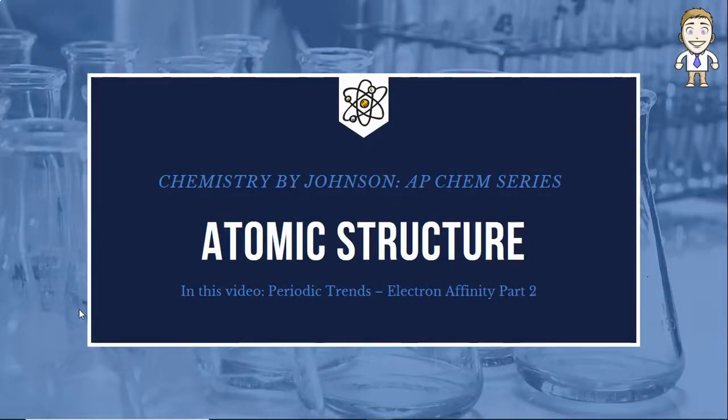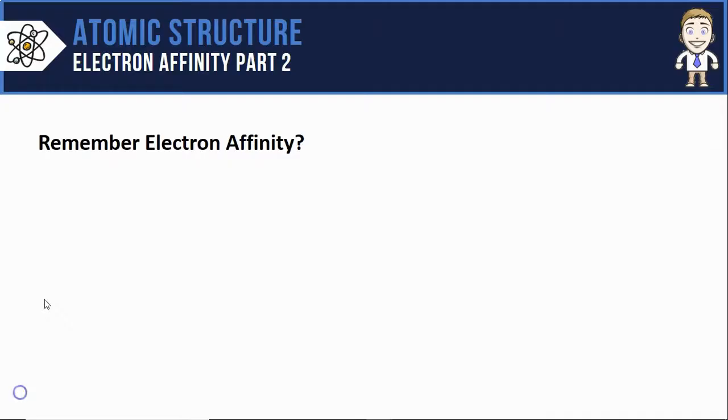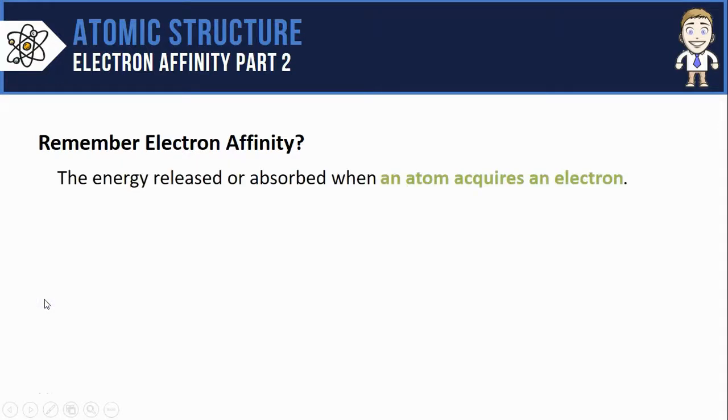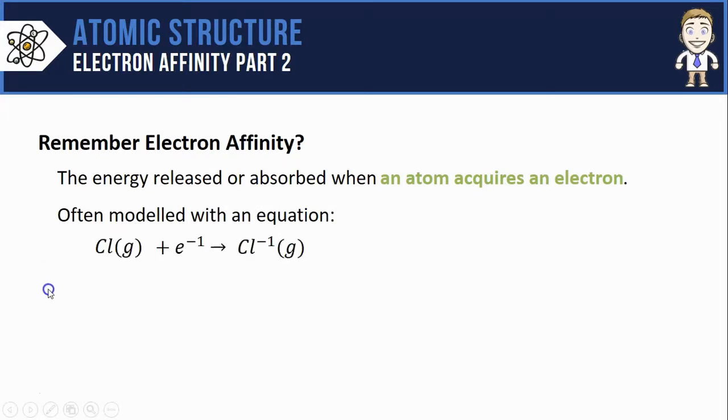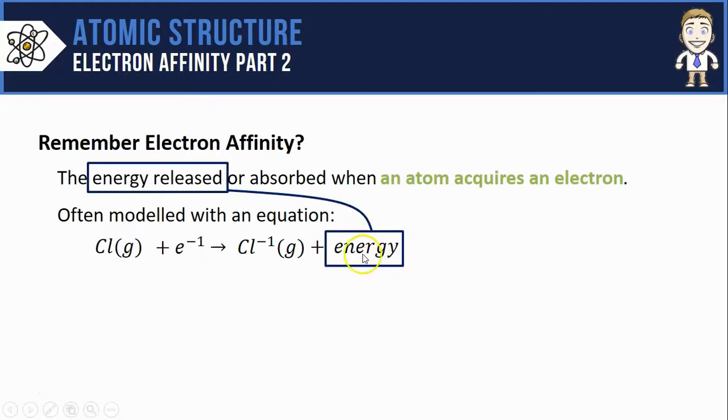Hey everyone, in this AP Chem series video, we're going to take a look at the periodic trend in electron affinity. First, remember that electron affinity is the energy released or absorbed when an atom acquires an electron. Like this chlorine atom, for example, if we gave it an electron, it would turn into chlorine -1 and energy would be released in the process. We represent that energy is being released by writing it on the products side in the equation.